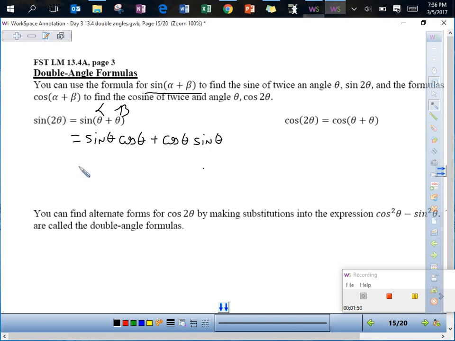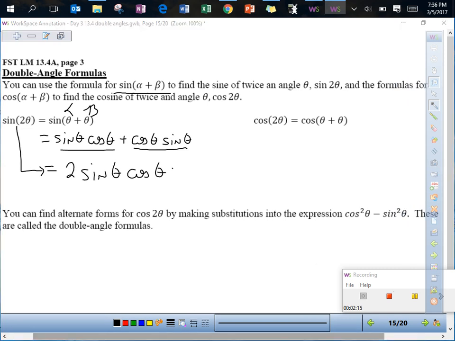If I simplify this now, guys, I'm going to get sine theta cosine theta plus cosine theta sine theta. I'm going to get 2 sine theta cosine theta. If you look at your note card, notice that we have a formula for that now. That's simply where it came from. The good news with the sine 2 theta, this is the only formula, that's your only choice. Unlike the cosine, you're going to have choices for it.